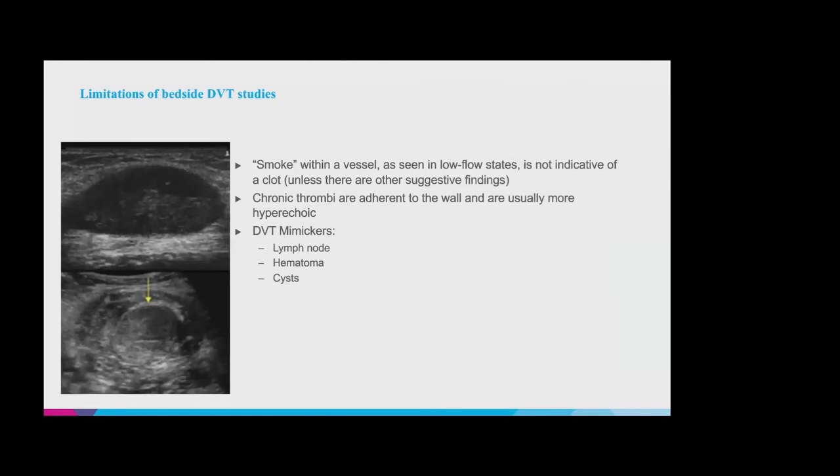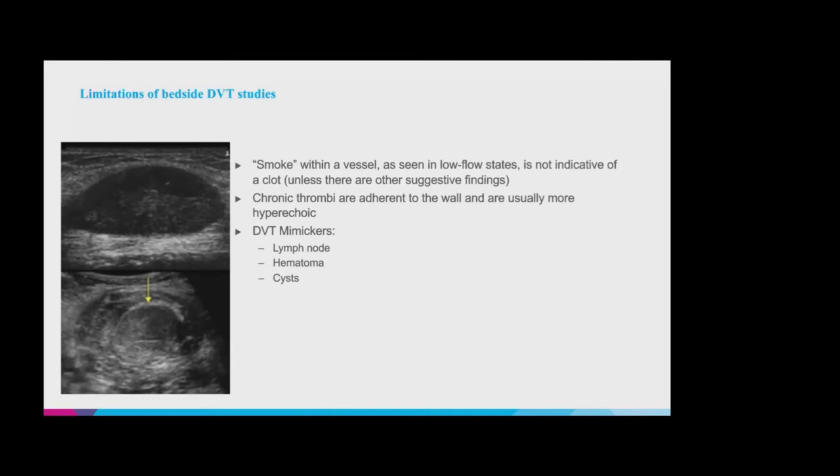Some of the important things to be aware of, especially when you're in the groin area, right, is to worry about DVT mimickers and smoke within a vessel. So smoke within a vessel is going to be especially common in patients who have cardiogenic shock where there's a low flow state. This doesn't necessarily mean a clot on its own. You'd have to try and use some of the other findings I mentioned in the previous slide to really diagnose this. And then as opposed to acute thrombi, which are in the center of the vein, usually chronic thrombi are going to be more adherent to the wall. The body's starting to try and eliminate it.